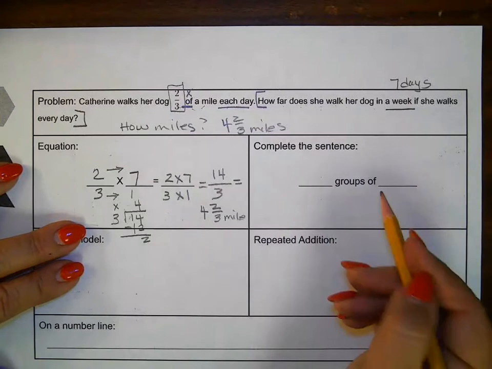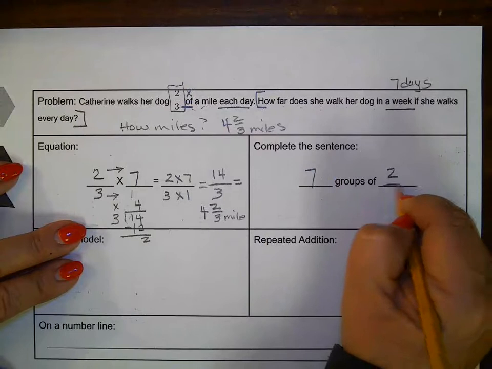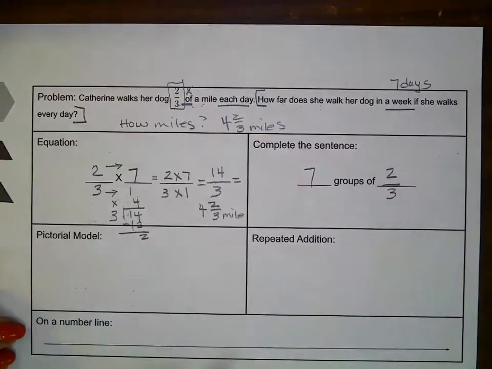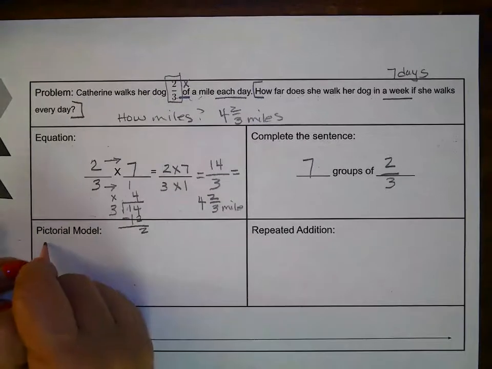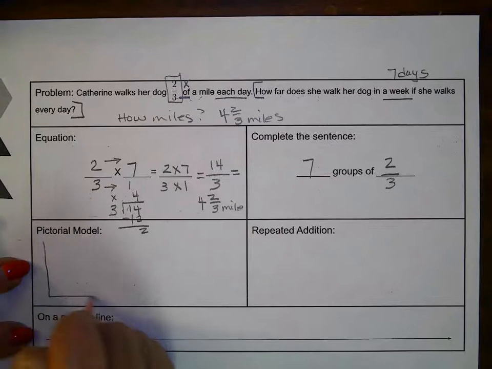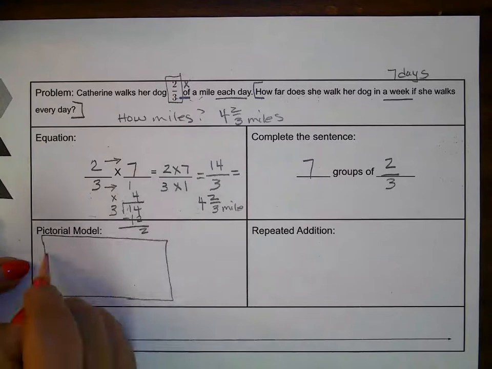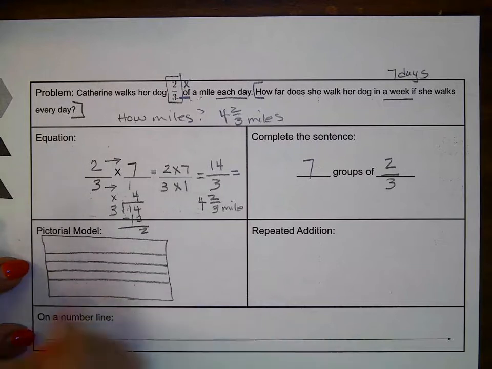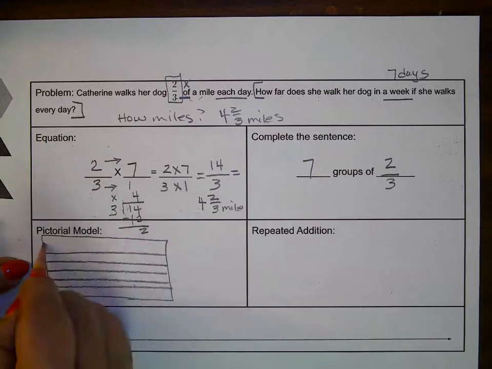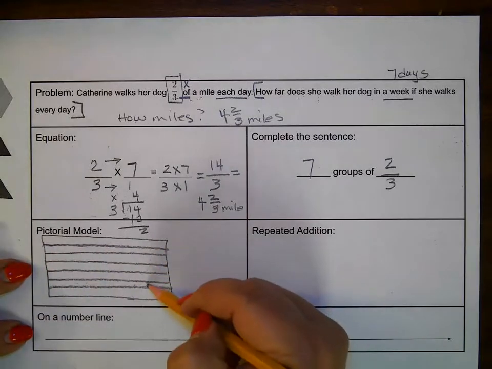To write that into a sentence, she's walking 7 groups of 2/3 each day. To draw that into a model, I'm going to make mine smaller because I need to have 7 groups. So I'll actually just do it like this. And this is going to be 1 group, 2 groups, 3 groups, 4 groups, 5 groups. I'll make this one. Okay, so that's 7. 1, 2, 3, 4, 5, 6, 7.